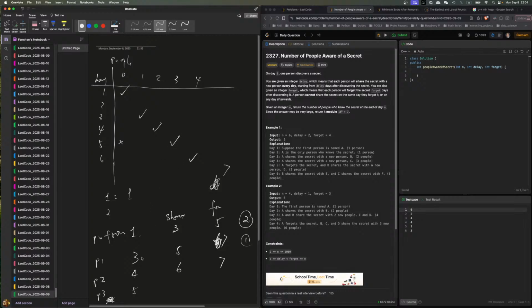Well, we start at 3. We wait for 2 days, so 5 is the first one. And then 6 will be the second one. Right, 6 will be the second one. So this actually can give rise to 2 people.